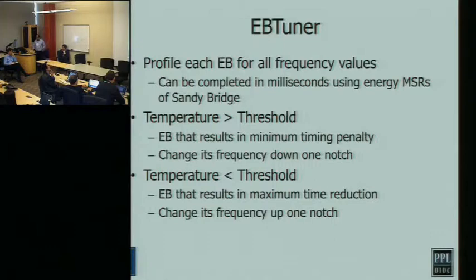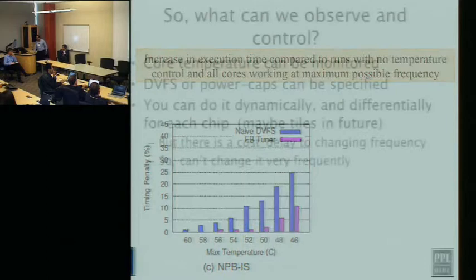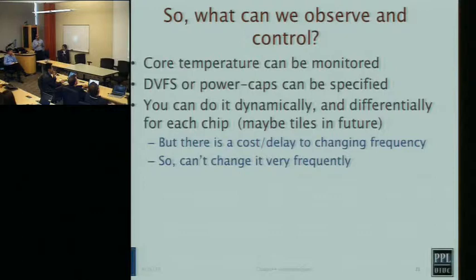So with that, we were able to reduce the timing penalty quite a bit in the temperature control scenario. Let's say at 46 degree temperature control, we're able to reduce the timing penalty from 25% to 10%. So software can do a lot. We can observe and control temperature. We can use DVFS, or more modern processors use power caps. You can do this dynamically.